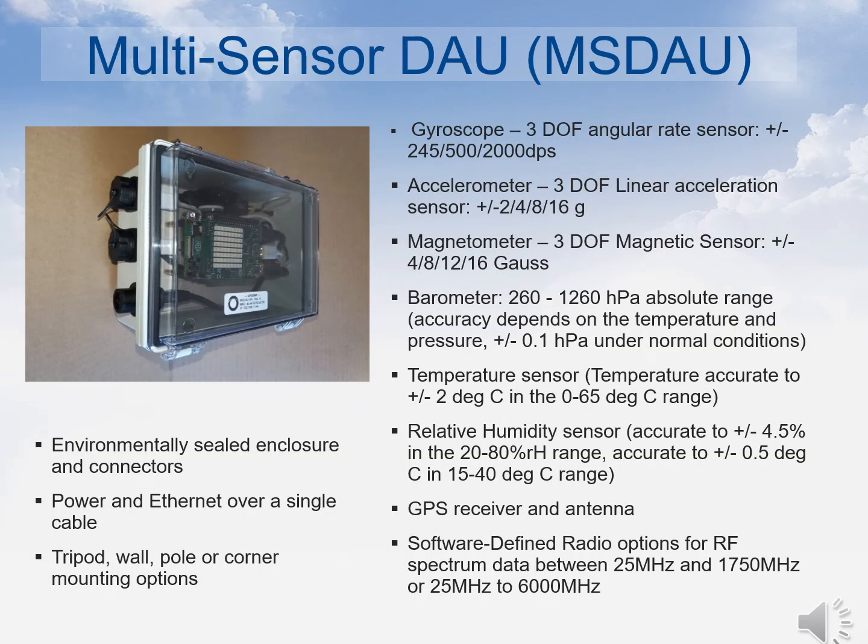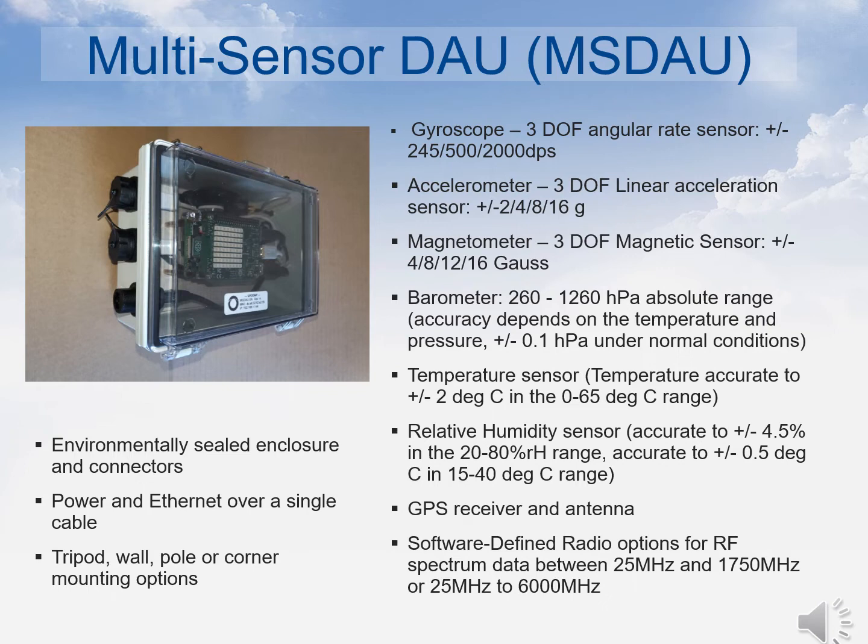The multi-sensor data acquisition unit is another type of DAU. It consists of a Raspberry Pi embedded computer and other electronics housed in an environmentally sealed enclosure with environmental connectorization. All power and signal via Ethernet are over a single cable using the PoE standard. The MSDAU may be tripod, wall, pole, or corner mounted. Oftentimes it's combined with a camera on a single tripod mount.